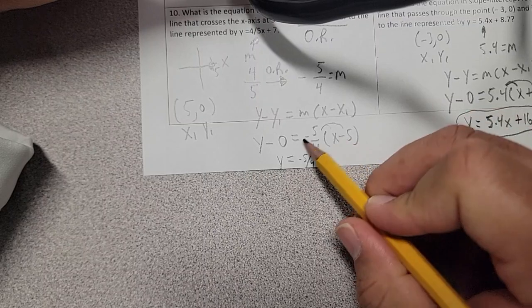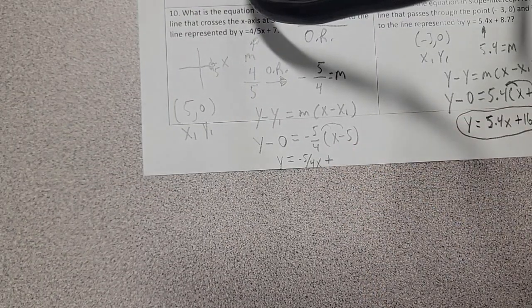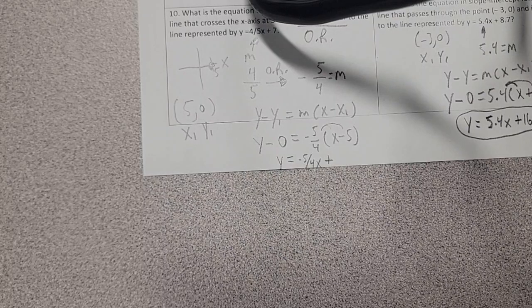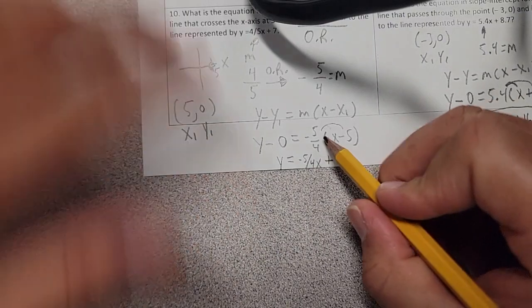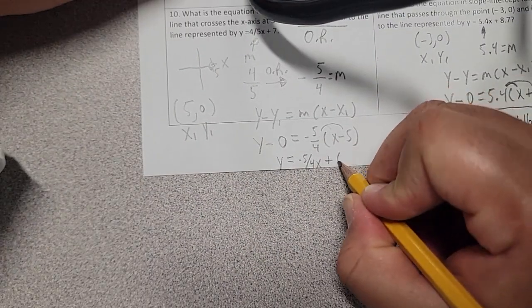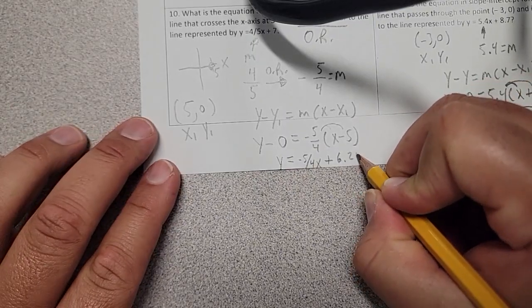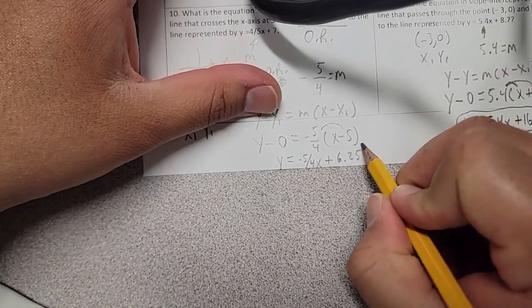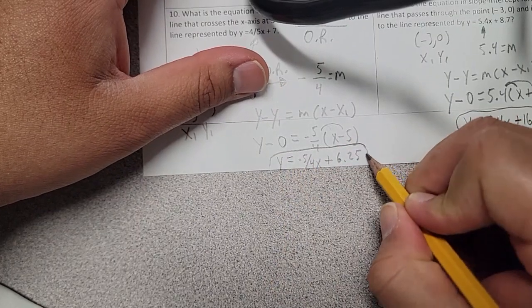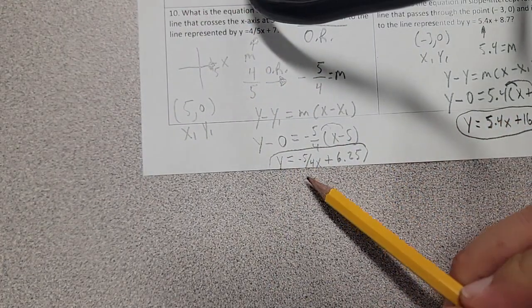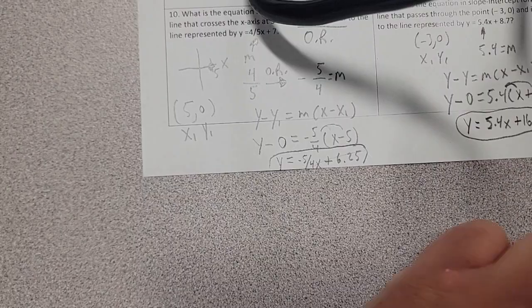And then when you put, let me see, negative 5/4 in the calculator, and trust me, you want to put it in decimals, this is going to come out to positive 6.25. And that's your final answer. I'm not going to lie, those are probably the hardest ones.